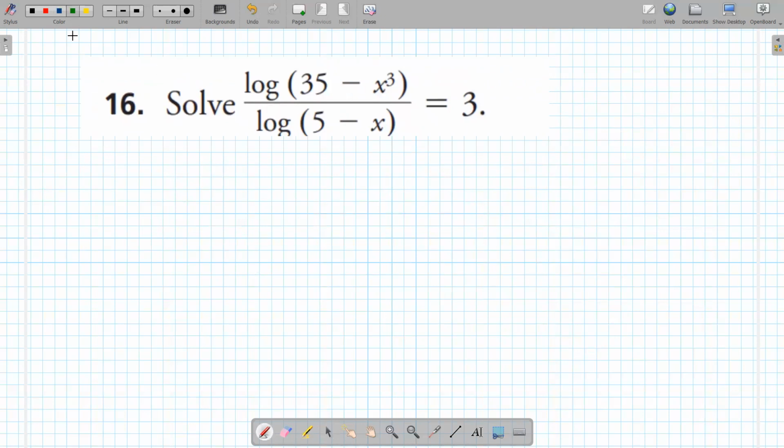Can we combine these two logs? Can we write that as one log? Or what would you do? The goal is to solve for x.